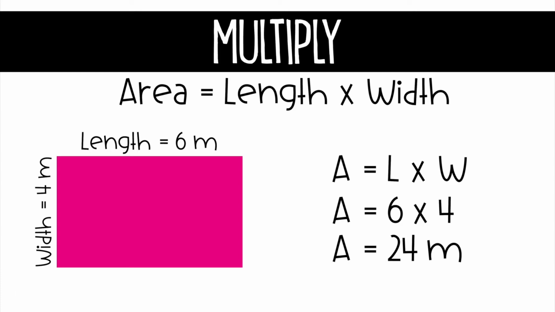But we have one more step, and that's to add a little 2 after the unit of measure. This tells the reader of the number that it is a square unit. In this case, it's 24 meters squared.